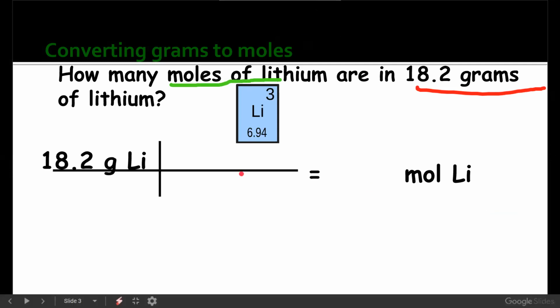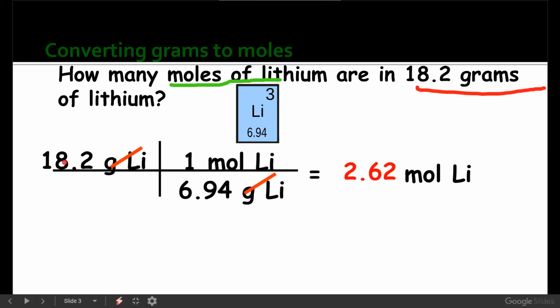Next thing we're going to do is have our conversion factor. We're going to use our molar mass, and we know that 1 mole is equal to 6.94 grams of lithium. In this case, we're trying to get rid of grams, so we want to put our grams on the bottom so that they cancel out. Then we multiply everything on top and divide everything on the bottom. In this case, we're just going to divide 18.2 by 6.94. Put that in your calculator and you get 2.62 moles of lithium.